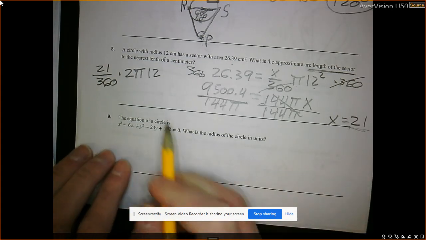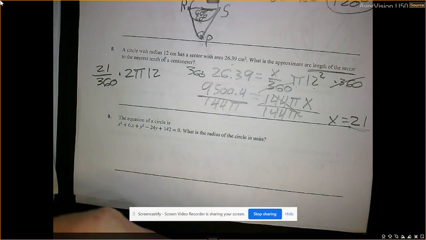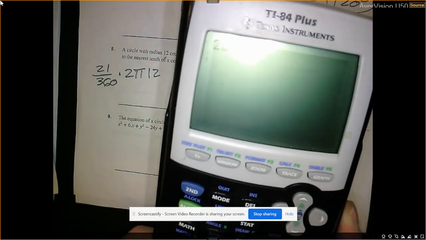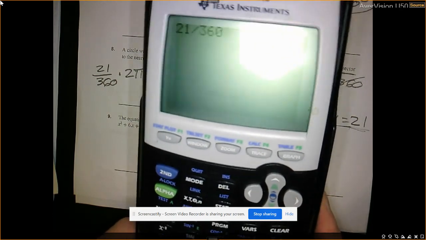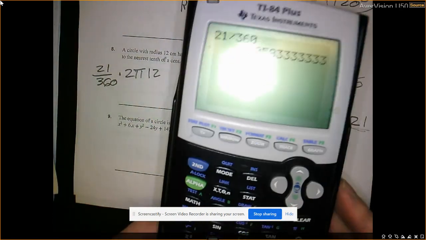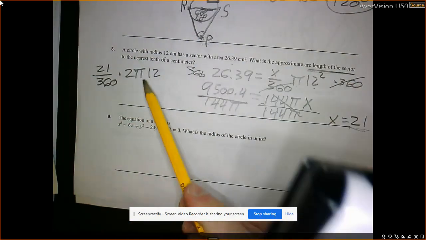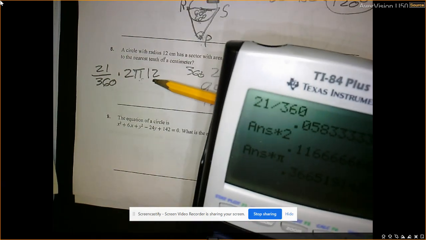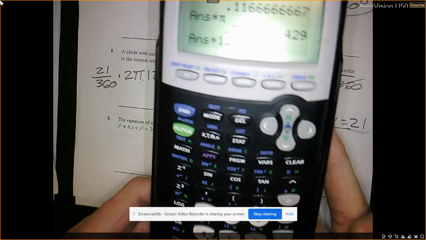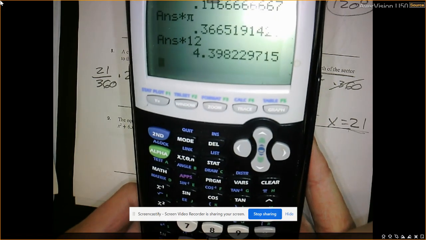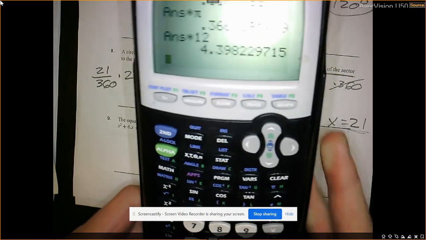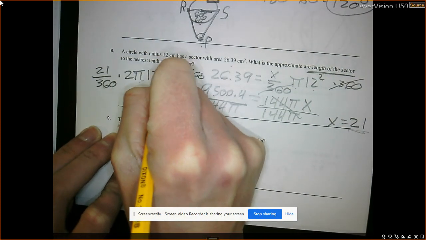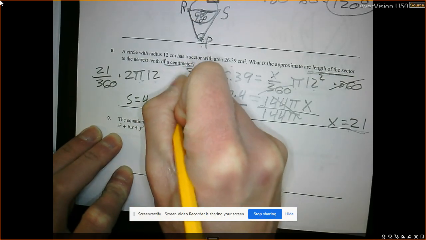So you could do this however you want. Maybe just do this all in your calculator. 21 divided by 360. Enter. Now times 2. Enter. Times pi. Enter. And then lastly times 12. Enter. That's going to be our answer. That rounds to 40. Oops, not 40. That rounds to 4.4. And that is our sector length, 4.4, and it says centimeters, so we can say centimeters here.